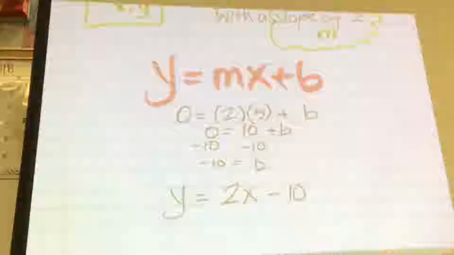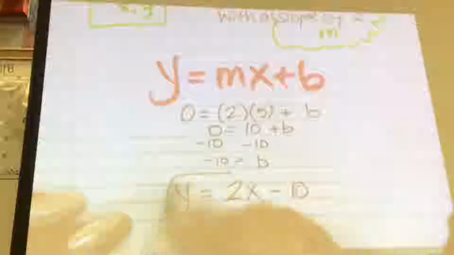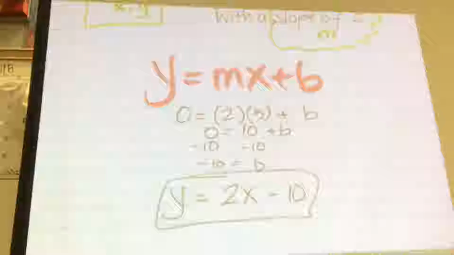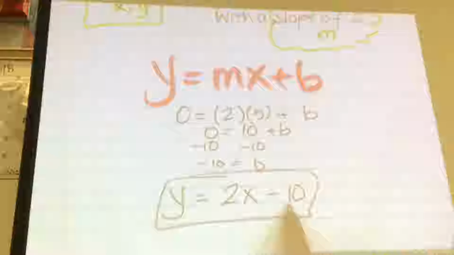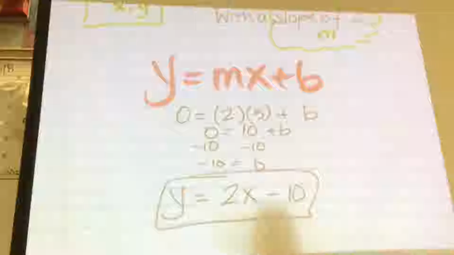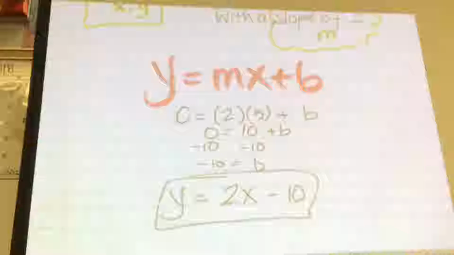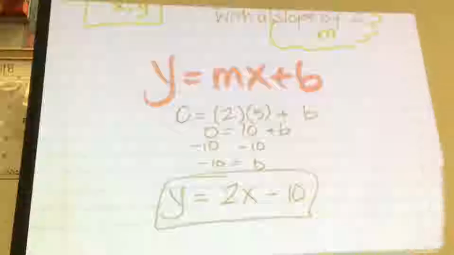Where did I get this from? Where did I get that 2 and that negative 10? 2 is from the original equation, from the slope. Yep, 2 is the slope. And the negative 10 is from the b we just found. And why did I put the y and the x back? To get the slope-intercept form. Very good.